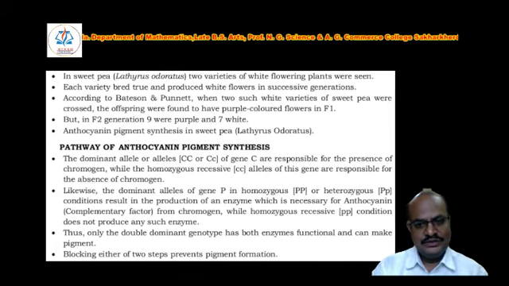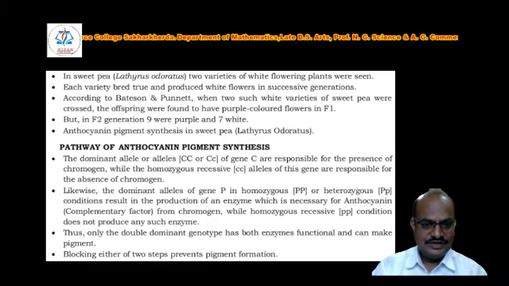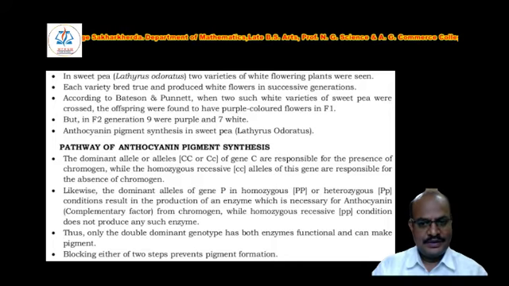Means chromogene. After chromogene production, there is an action of the enzyme which is produced by the homozygous capital P or heterozygous capital P small p. This enzyme changes the chromogene into anthocyanin pigment. Thus, only the dominant genotype has both enzymes functional and can make a pigment. Blocking either of the two steps prevents the pigment formation. In that case, if both are dominant, then and only then anthocyanin pigment formation will take place.